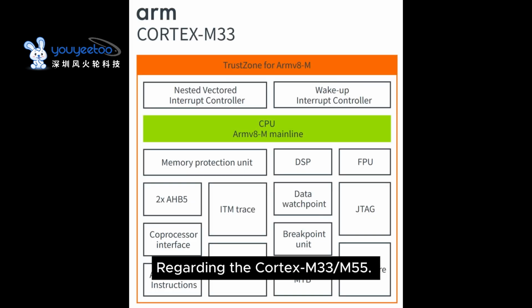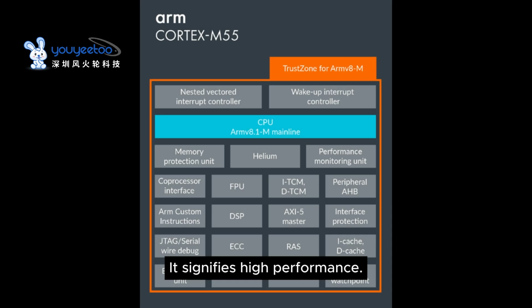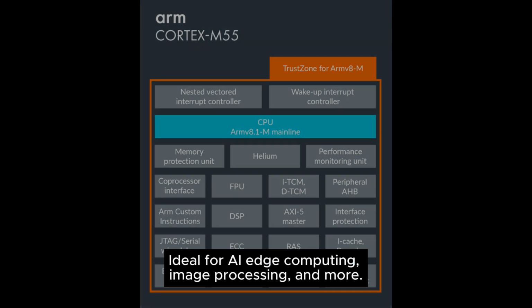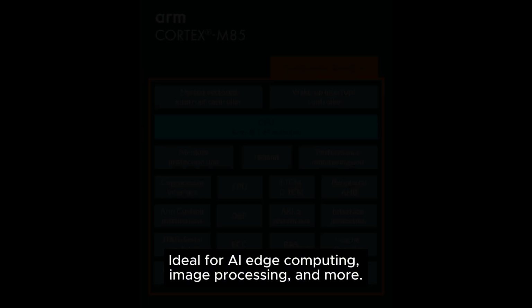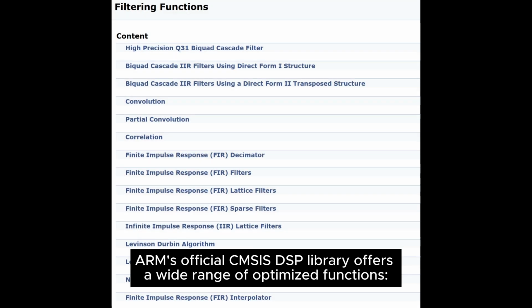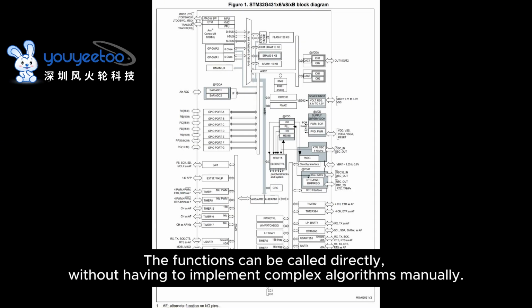Regarding the Cortex-M33 and M55, they signify high performance and support the Helium MVE vector extension, ideal for AI edge computing, image processing, and more. ARM's official CMSIS DSP library offers a wide range of optimized functions for IIR, FFT, PID, etc. The functions can be called directly, without having to implement complex algorithms manually.